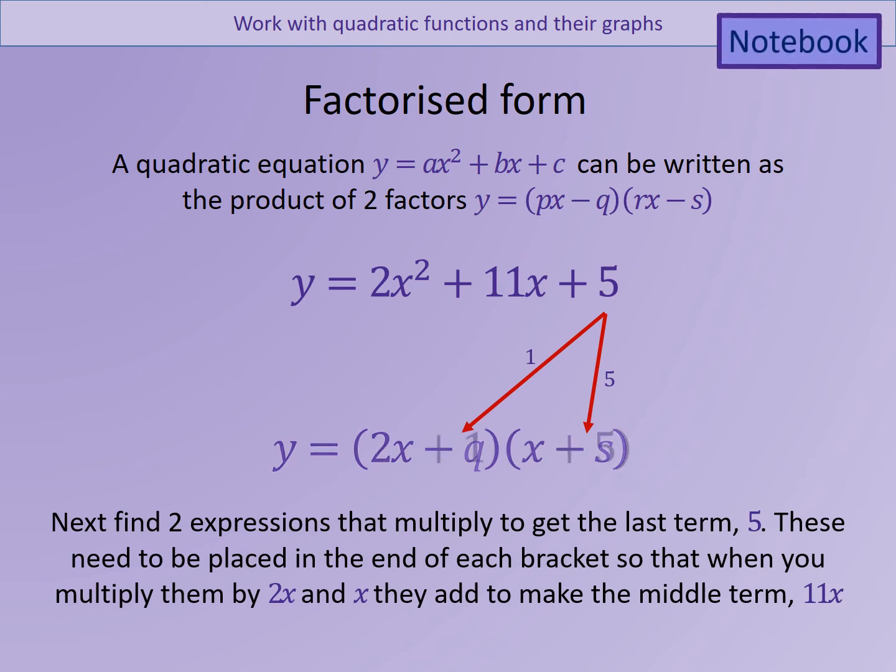And I've got to make sure I put those in the correct order in the brackets so that we get a result of 11x in the centre of the quadratic equation. Now this is the right way round for that, because if I multiply the 5 and the 2x together, I get 10x. And if I multiply the 1 and the x together on the inside, I get 1x. And if I add those together, I get the 11x that I need.